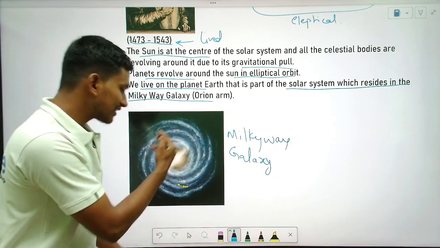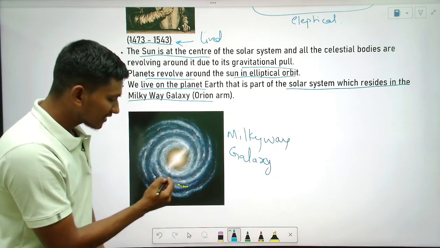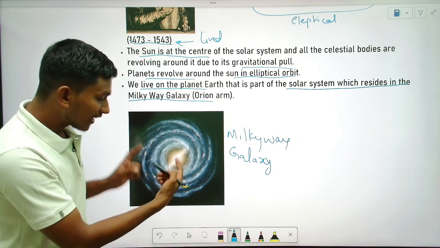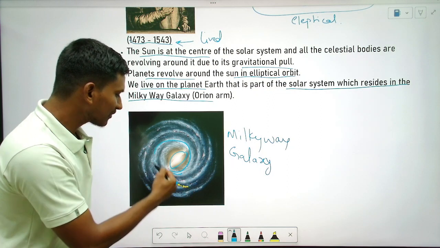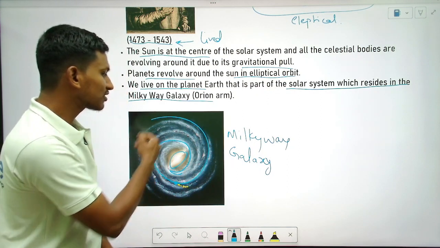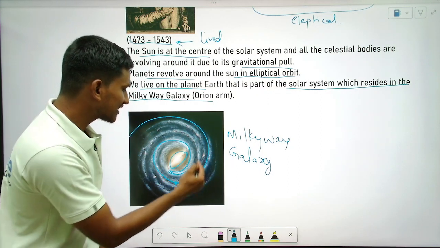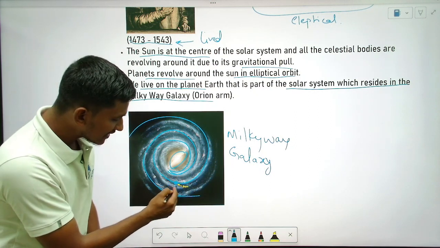Okay, so this is the galaxy. Where is the sun in this? The sun is in here. The arm, it is like this, right? So this is the center, and these are the arms, like this, right? These are what we call the galaxy's arms. So the sun is in this arm.